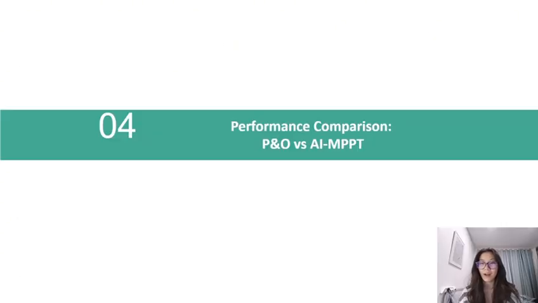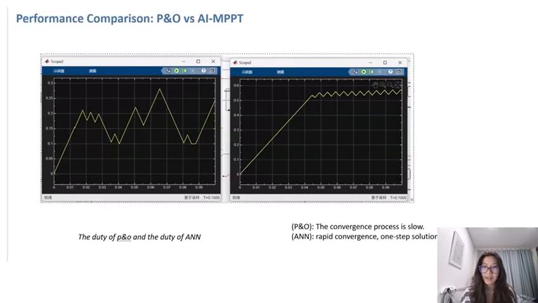Now let's look at how the AI-based MPPT actually performs compared to the traditional PO controller. This slide compares duty cycle responses. The traditional P&O controller adjusts gradually and oscillates around the optimal point. In contrast, the AI controller predicts the optimal duty in 1 step and converges almost instantly, achieving over 3 times faster dynamic responses.